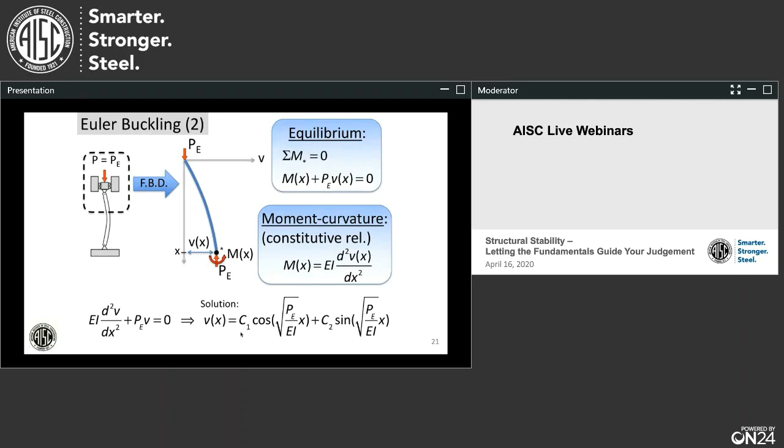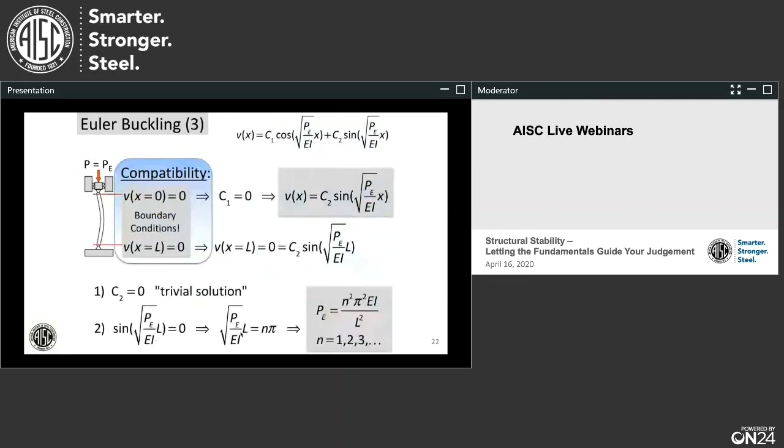So he's played two of the cards. Now, the problem was his differential equation, the solution, had two unknown constants. So what did he do? He rolled up his sleeves and applied compatibility. And that basically said the deflections at the top and bottom, where those pin supports are, have to be laterally zero. And we could actually get to Euler's π²EI over L². And that still finds its way all the way into our specification in Chapter E, 0.877, where we're basically being multiplied by the Euler buckling stress.